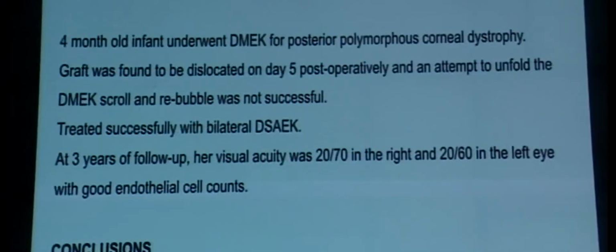This is a recent paper published last year where Dr. Rootman's group tried performing a DMEK in a patient with posterior polymorphous dystrophy, and they were not successful. Despite rebubbling, it did not stick, so they had to go back and do a DSEK. After the DSEK, the visual acuity improved to 20/70 and 20/60 with good endothelial cell count.